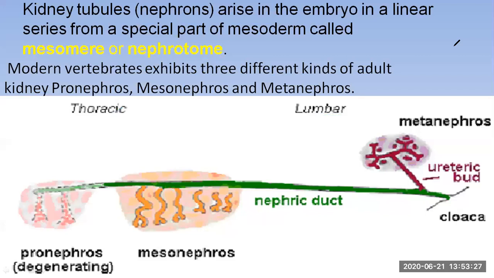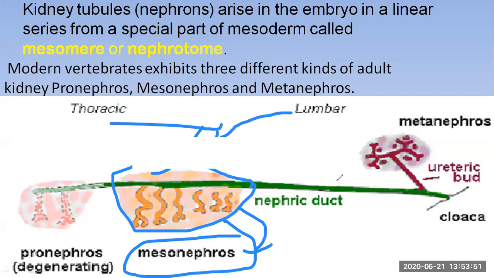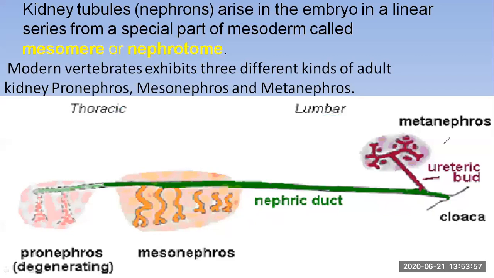Okay, second is the mesonephros. If you see, this is located in the thoracic as well as lumbar region, so you can say thoraco-lumbar vertebrae. The mesonephric kidney is functional only at the embryonic stage in vertebrates, but when vertebrates become adults, this mesonephros disappears and forms a metanephros kidney.